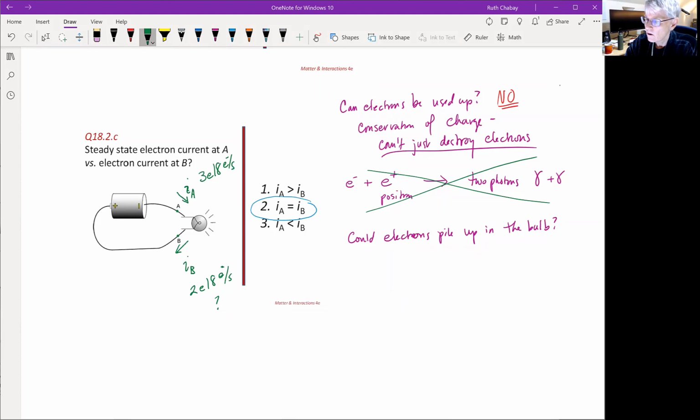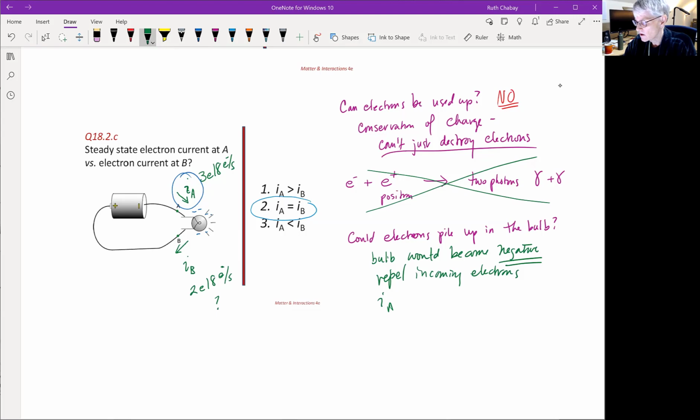Well, the problem is the bulb would get very, very negative. And if the bulb became negative, so suppose we had negative charges building up in this bulb, well, that would create an electric field that would actually repel incoming electrons, and this incoming current would decrease because electrons were being repelled. The current would decrease, and that's not the steady state. Okay, we don't see the bulb getting dimmer and dimmer. So it looks like this can't happen either.